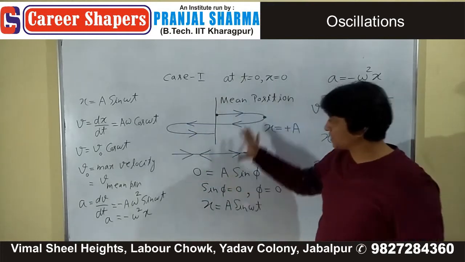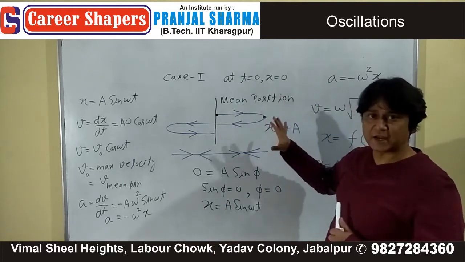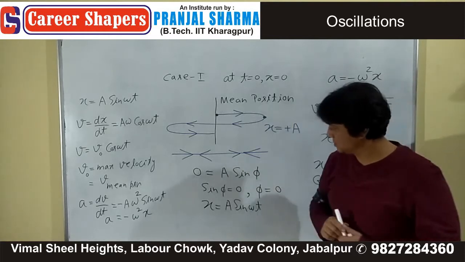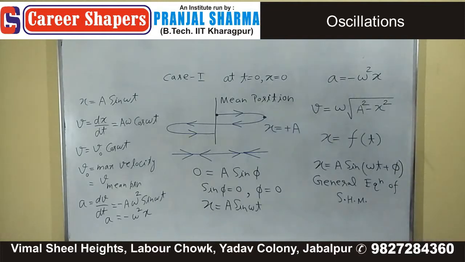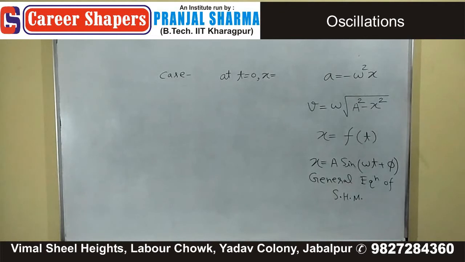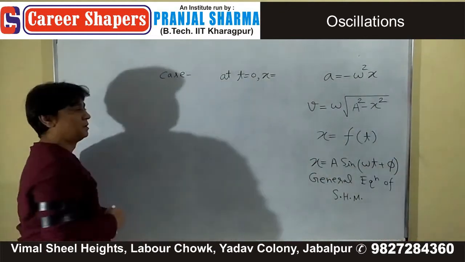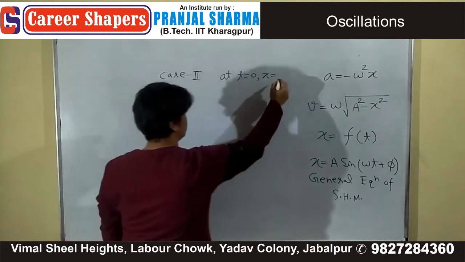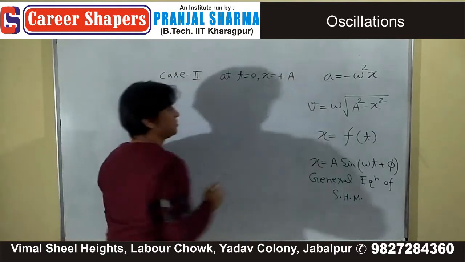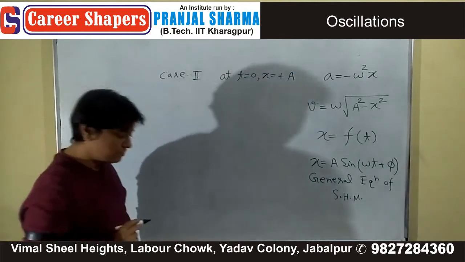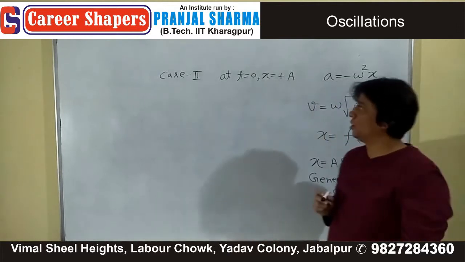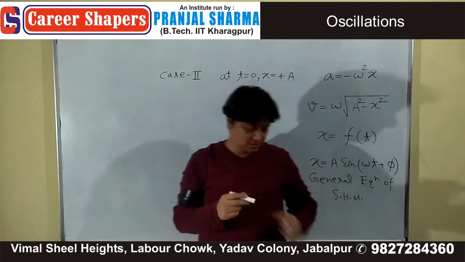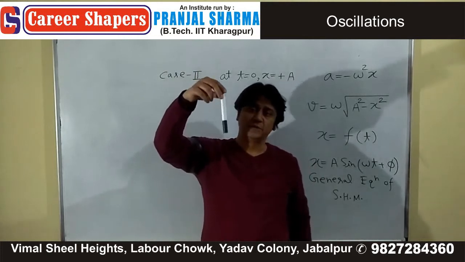I hope you understand the case 1 part. You'll understand case 1 further when we go for case 2, but first note down this much. Look at case 2. Case 2 says that at t equals 0, the object is at positive amplitude. Write down case 2: at the beginning, the object is at positive amplitude. But basically it means, let's understand this thing with the help of this pendulum.